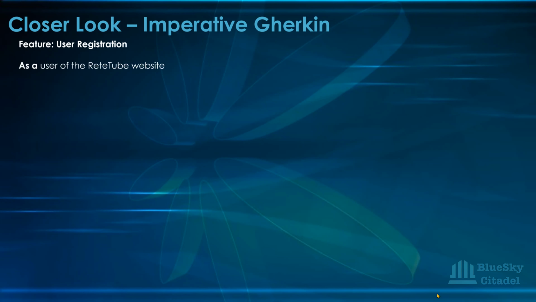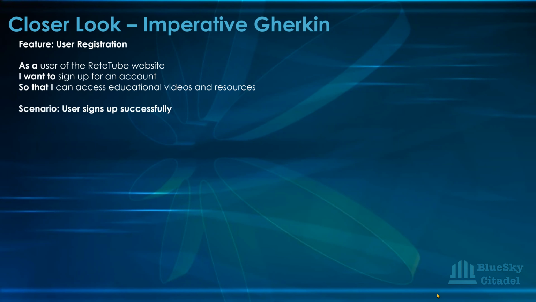The feature is user registration. So obviously, as a user of the website, I want to sign up for an account so that I can access videos and resources. Scenario: user signs up successfully. This is where we should focus for the Gherkin. Given I am on the landing page of the YouTube website.